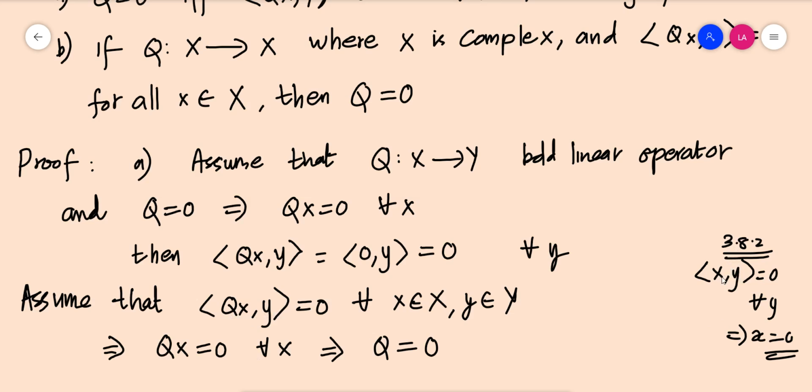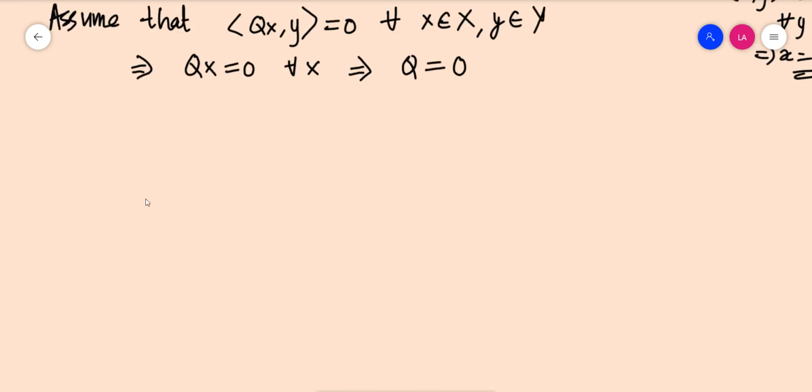From this, we can write Qx is equal to 0 because we have a lemma which says that <x, y> is equal to 0 for all y implies x is equal to 0. Here, <Qx, y> is equal to 0 for all y implies, using this lemma, Qx is equal to 0. Now this equality is true for all x. Then Qx is equal to 0 for all x, which means that Q is equal to 0. So when Q is equal to 0, <Qx, y> is equal to 0, and if <Qx, y> is equal to 0 for all x element of X and y element of Y, then Q is identically 0. Now we are moving on to the second part.